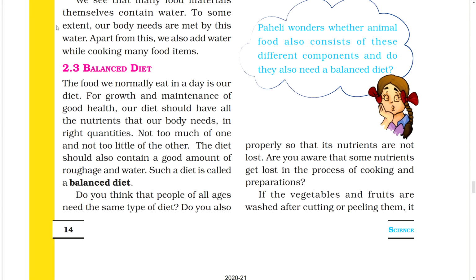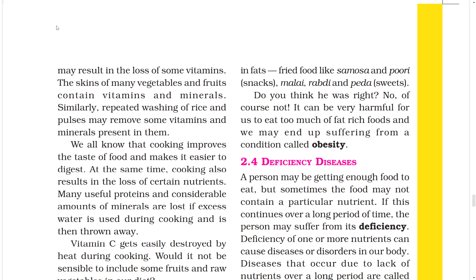If the vegetables and fruits are washed after cutting or peeling them, it may result in the loss of some vitamins. The skins of many vegetables and fruits contain vitamins and minerals. Similarly, repeated washing of rice and pulses may remove some vitamins and minerals present in them. We all know that cooking improves the taste of foods and makes it easier to digest. At the same time, cooking also results in the loss of certain nutrients.